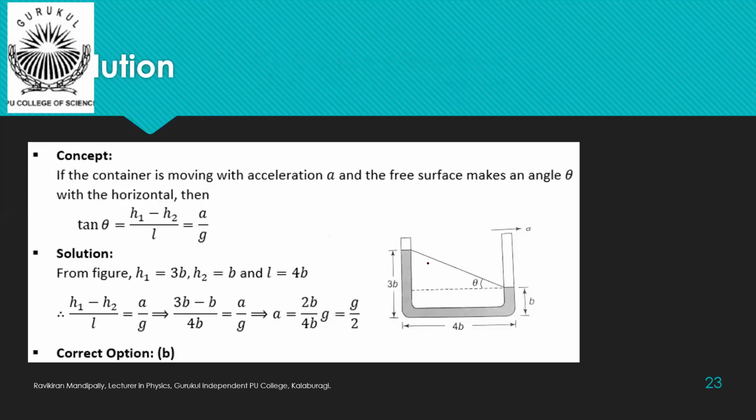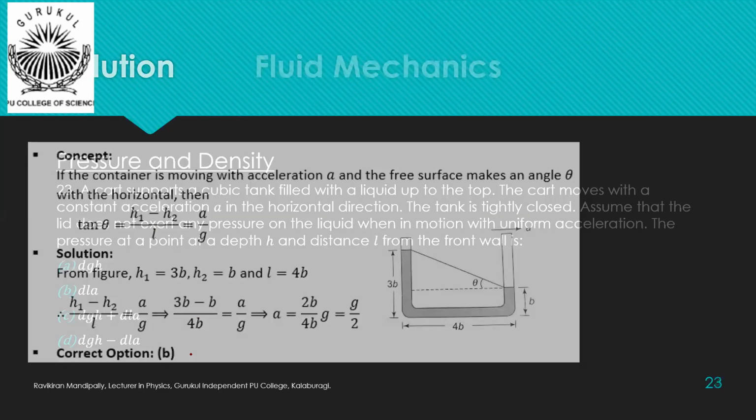So now here you are going to use this condition, tan theta is equal to h1 minus h2 by L, that is equal to a by g. h1 is equal to 3b, h2 is equal to b, and L is equal to 4b. On substituting, you are getting 3b minus b divided by 4b is equal to a by g. That is, the expression a is equal to g by 2. That means the correct option is option B.